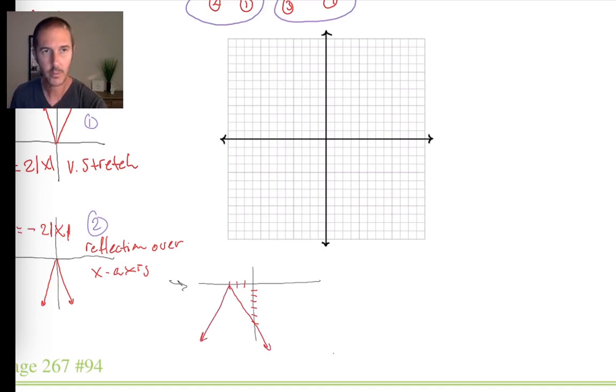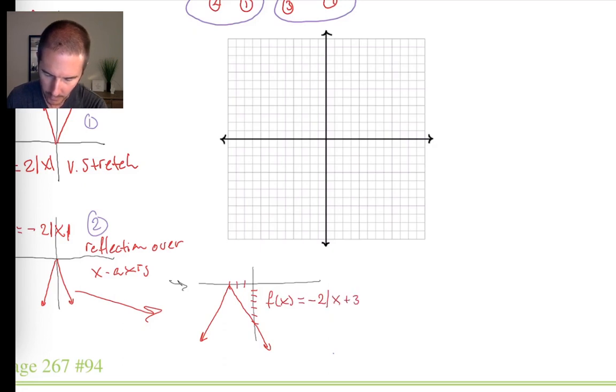So it's still got that narrow kind of a feel to it. It looks a little bit wider than I'd like here, but it is this same graph. We've just shifted it to the left 3 units. This is f of x equals negative 2 times the absolute value of x plus 3. So we're seeing how these transformations play out one at a time, and this is after our third modification, which is a horizontal shift.